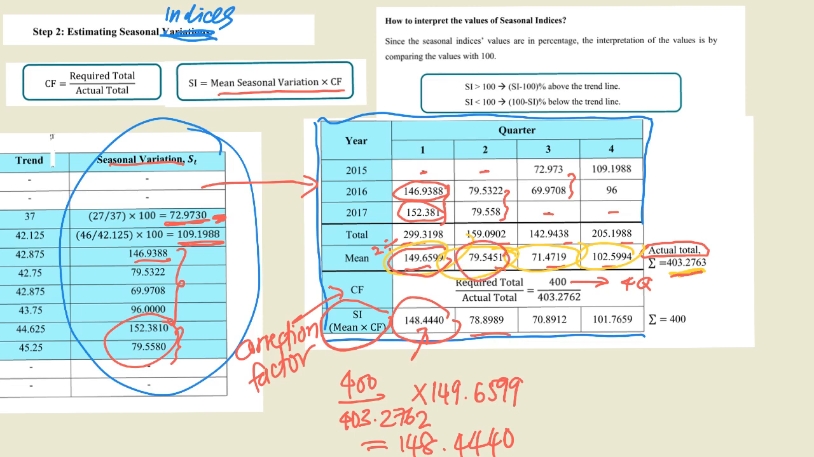And then every calculation is the same. So this one multiply this one, and then after that you need to total up everything. The value should be equals to 400. If you don't get 400, then the calculation is wrong.